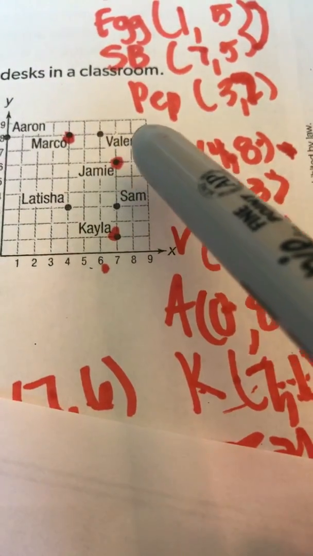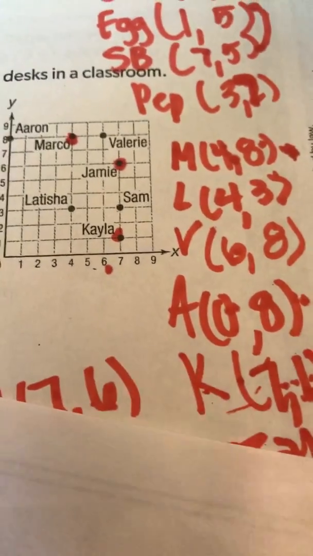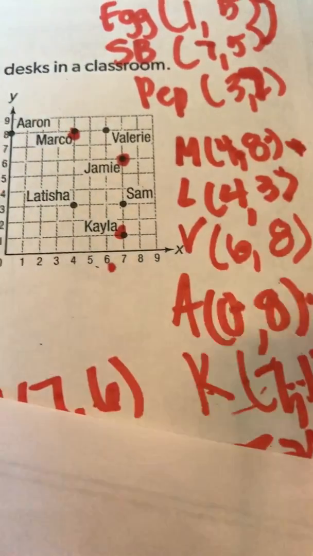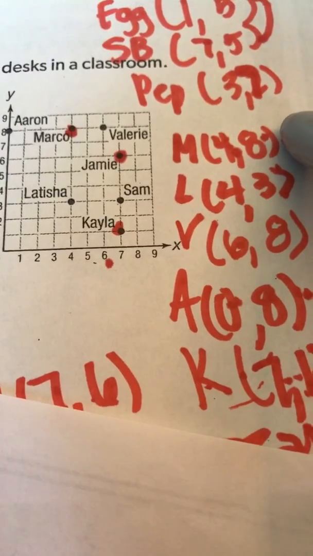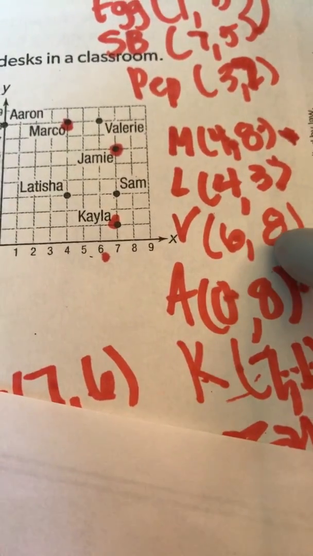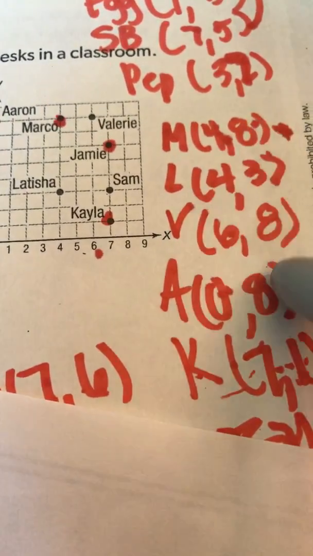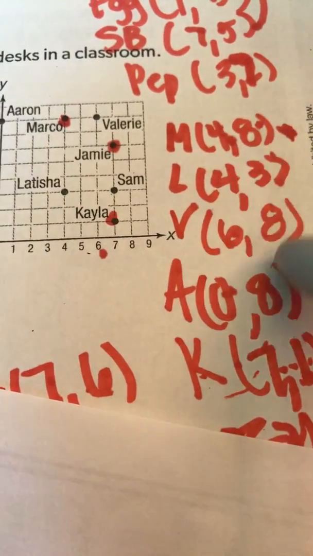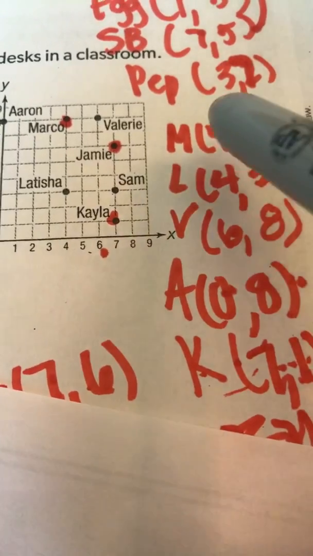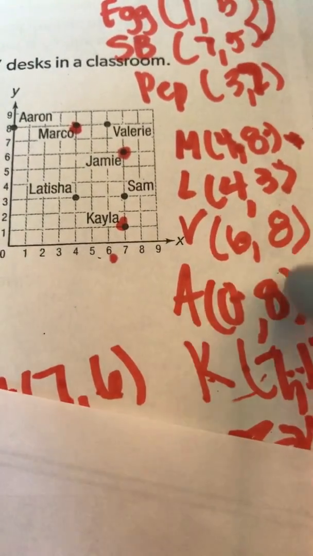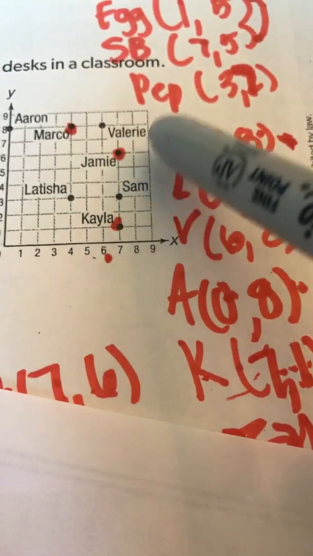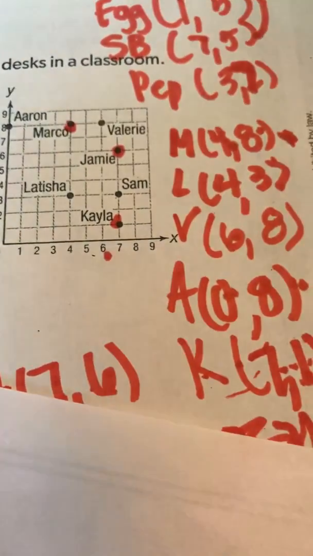So let's see. Thank you, Ava. Welcome. Yes, Nevaeh, it's Valerie. Because Marco is at 4, 8 and Valerie is at 6, 8. The 8s are both in the y-axis and they're the same. There's no difference. So I look at the x-axis. I have 6, take away 4, and that gives me 2. So Valerie is 2 units away from Marco.